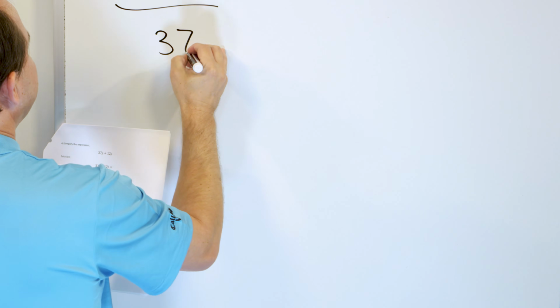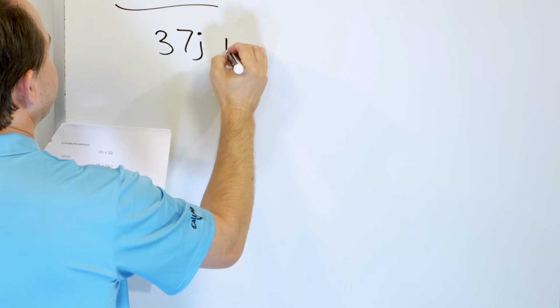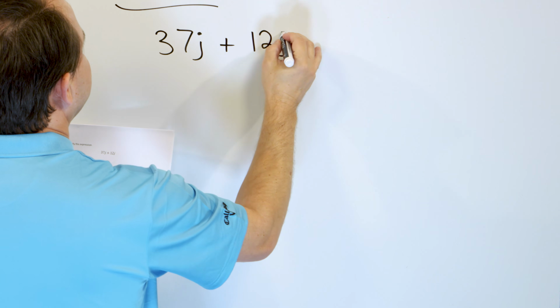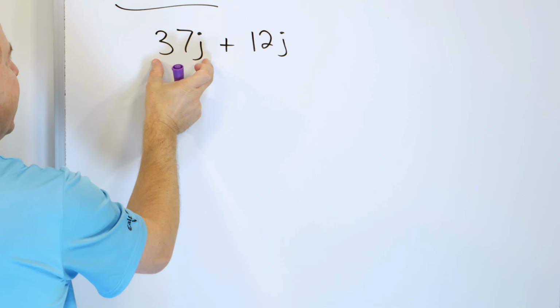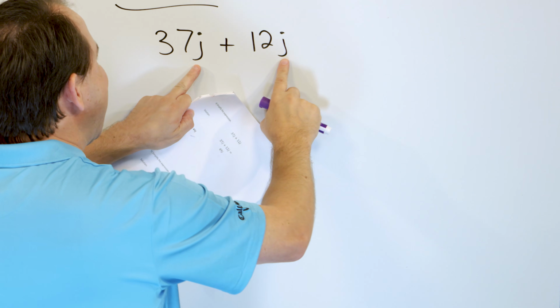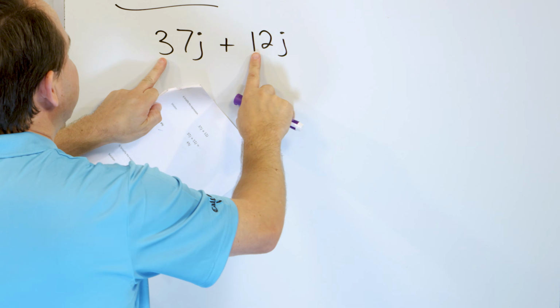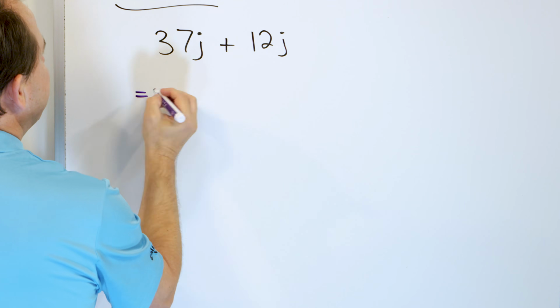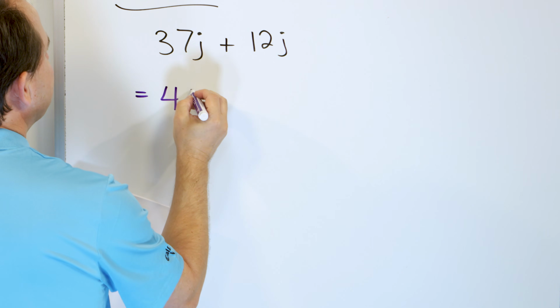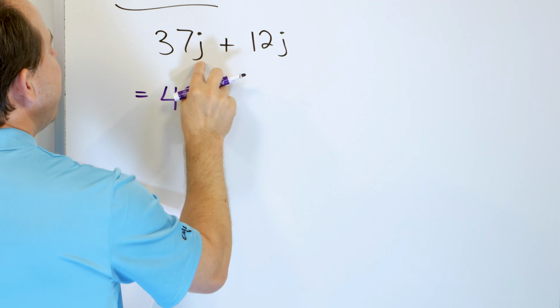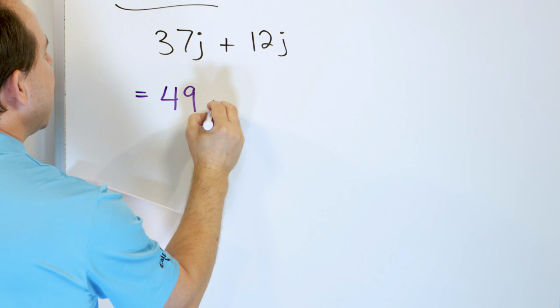What about 37J plus 12J? Well, do I have like terms? Yes, I do. I have a J term here and a J term here. So when the terms match, I can then just add the numbers together. And what is 37 plus 12 anyway? That's going to be 49. So I'm just literally adding the numbers together, and the variable comes along for the ride in the answer.